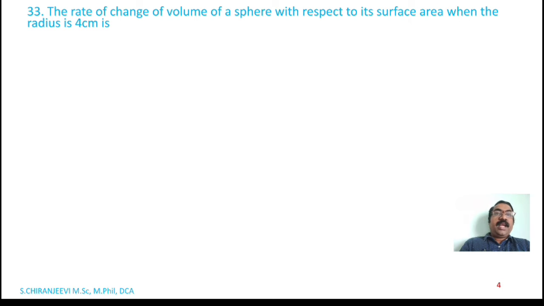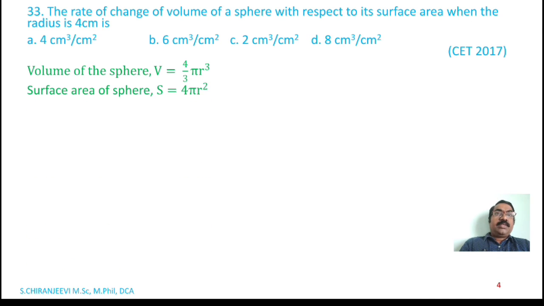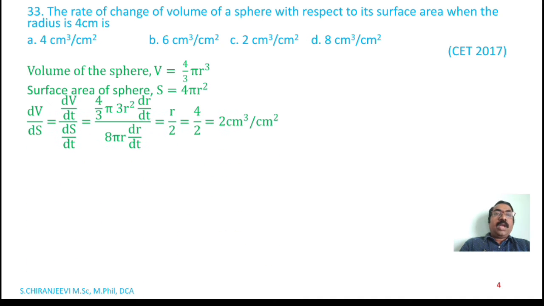Next, 33rd one. The rate of change of volume of a sphere with respect to its surface area when the radius is 4 cm is. Options: 4, 6, 2, 8. CET 2017. So volume of the sphere is V equal to 4/3 pi r cube. The surface area of sphere is S equal to 4 pi r square. So now dV/dS can be taken as dV/dt divided by dS/dt.